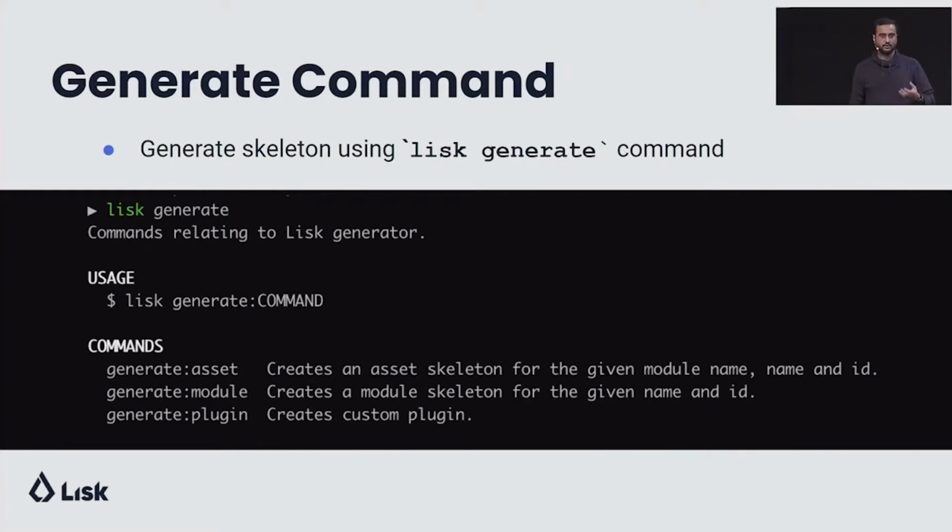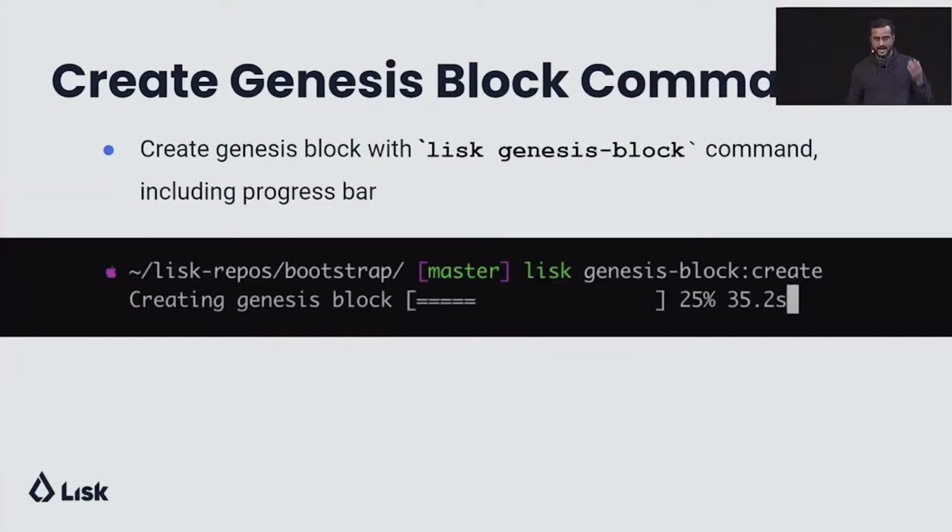In a similar way, you can also create a plugin, which takes care of your off-chain logic. All you need to do is lisk generate:plugin and the plugin name. So these commands will not only create the folder structure and add files in the source, but also create test files as well with the basic use cases. So this helps the developer in the end to focus on the logic, but not on the scaffolding and the bootstrapping.